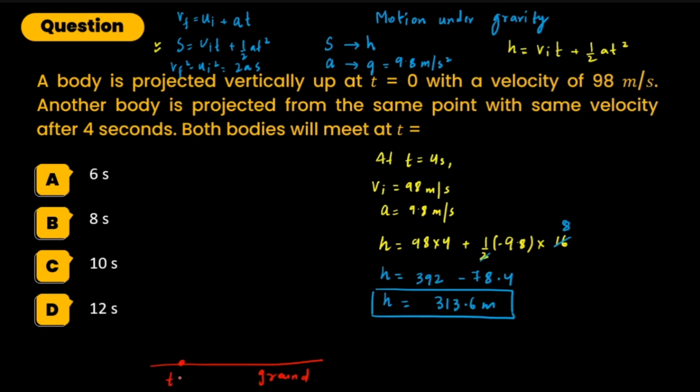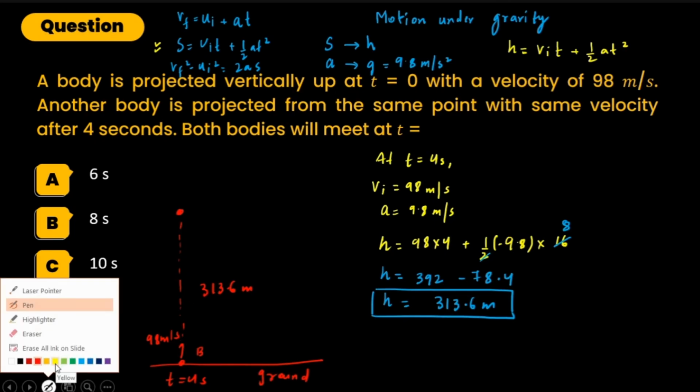So at t equals 4 seconds, another body is projected with 98 meters per second. But the first one is supposed to be at this point, and the distance between the first and second one is going to be 313.6 meters. Now the question is at what time they're going to meet at the same point.